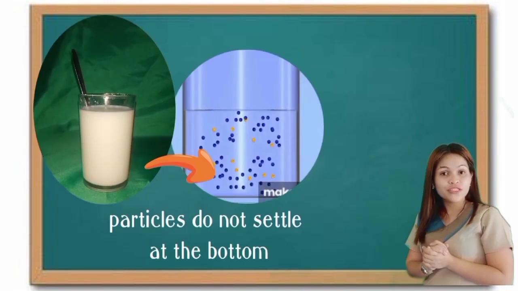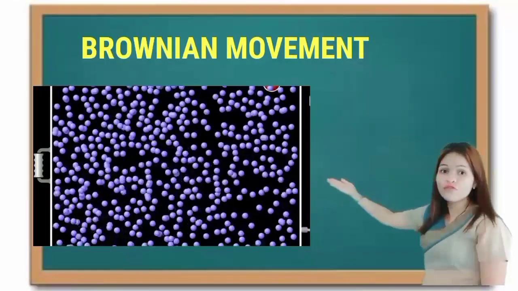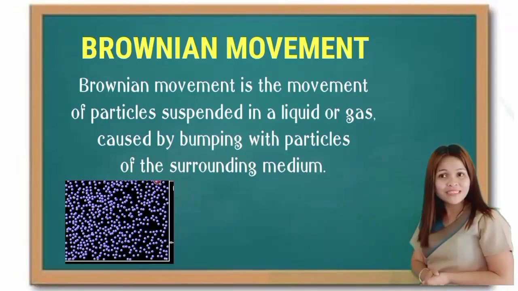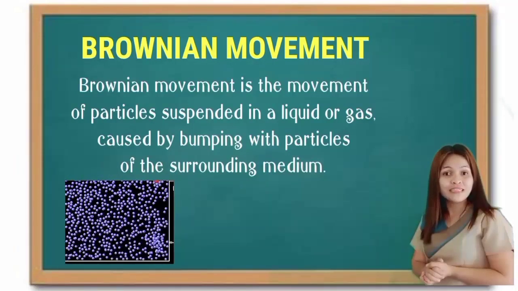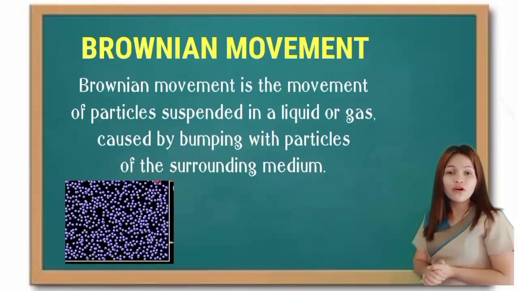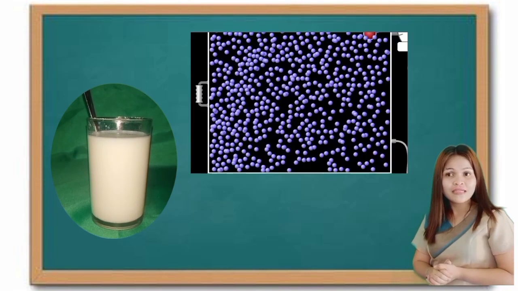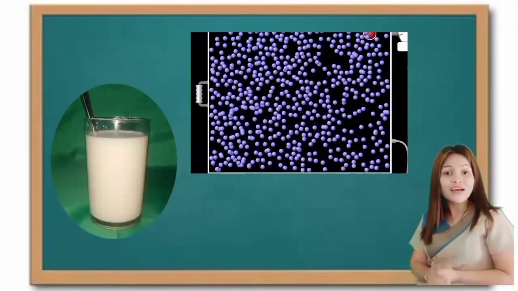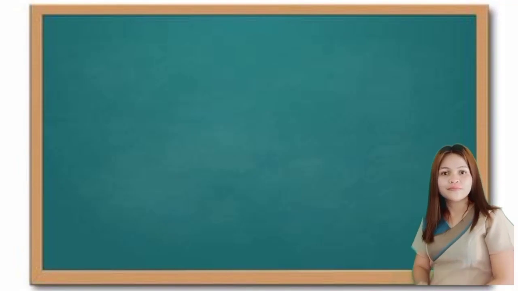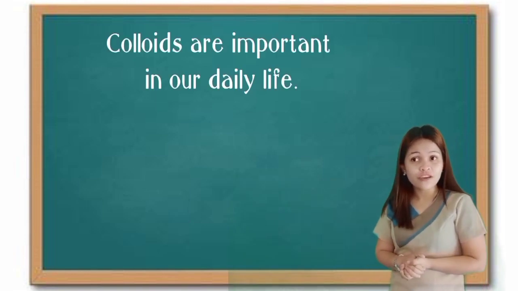Particles in colloids do not settle. This is because they exhibit Brownian movement. Brownian movement or Brownian motion is the movement of particles suspended in a liquid or gas, caused by bumping with particles of the surrounding medium. The milk particles in a glass do not settle because of the collision with other particles, which causes them to constantly move around.